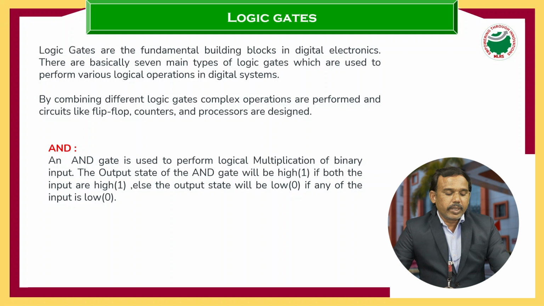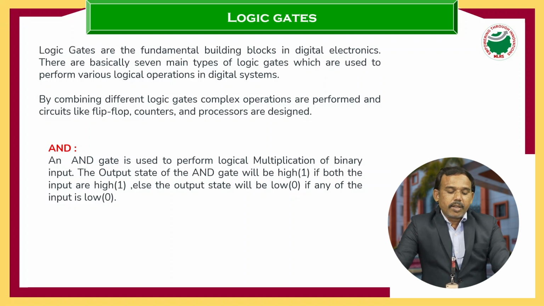The second topic is logic gates. Logic gates are the fundamental building blocks in digital electronics. There are basically 7 main types of logic gates, which are used to perform various logical operations in digital systems. By combining different logic gates, complex operations are performed, and circuits like flip-flops, counters, and processors are designed. Mainly, logic gates are used to manipulate binary information. We use logic circuits, and those circuits are also called logic gates.